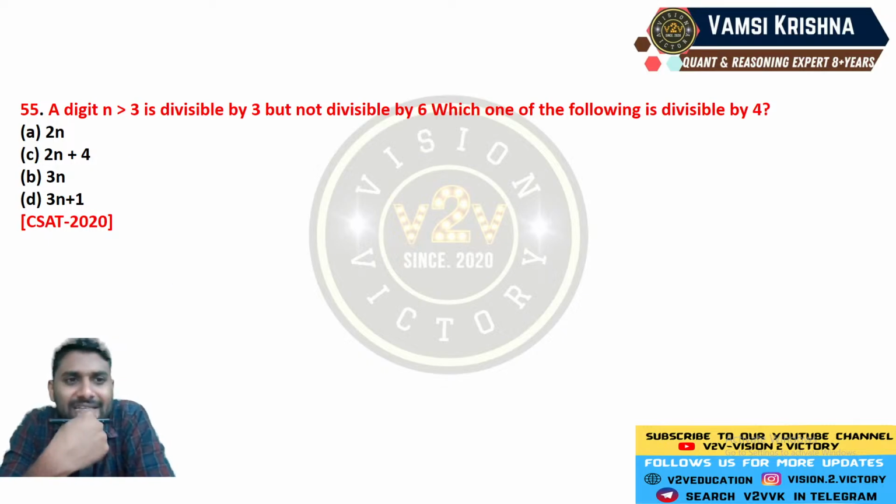Now see, there is a number n greater than 3 which is divisible by 3 but not divisible by 6. Now, which one of the following is divisible by 4?